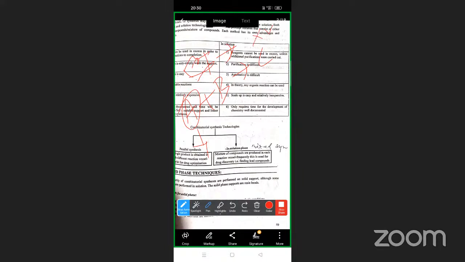But this X drug is not satisfying some properties. What are the properties there? That is the drug properties called ADME property. ADME property is a drug property: absorption, distribution, metabolism, and excretion. And toxicity also there. There are five drug properties: absorption, distribution, metabolism, excretion, and toxicity.